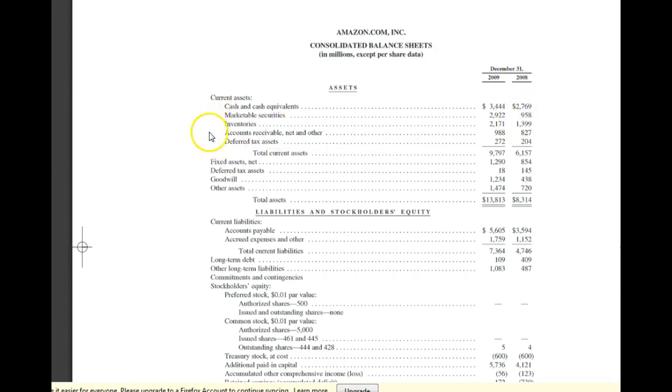Well, here's their current assets. It's really nice of them. They mark them for you. So here's their current assets, and the largest one happens right here. So that's a fairly easy one to find.